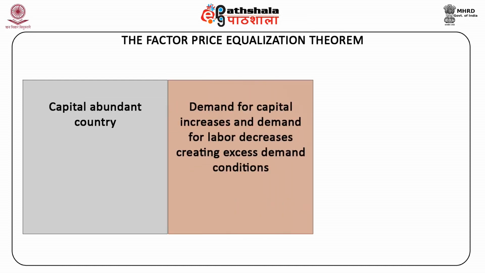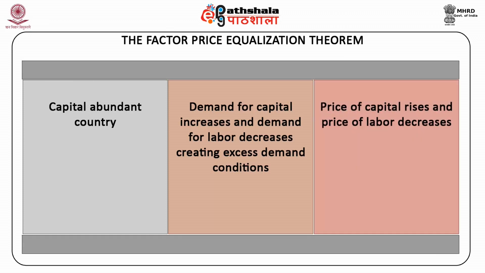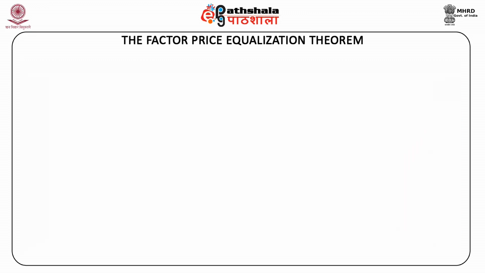The demand for capital will increase and that of labor will decrease, creating excess demand conditions for capital and excess supply conditions for labor in Nation 2. So, trade will cause the price of capital to increase in a capital abundant country and cause the price of labor to decrease. Let us summarize the factor price equalization theorem.